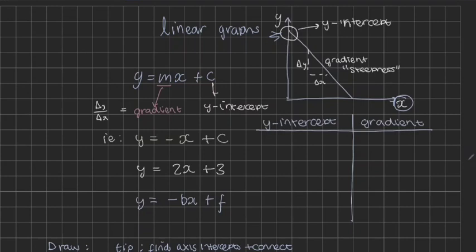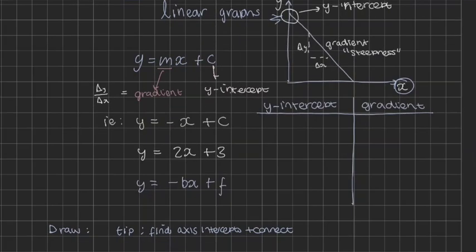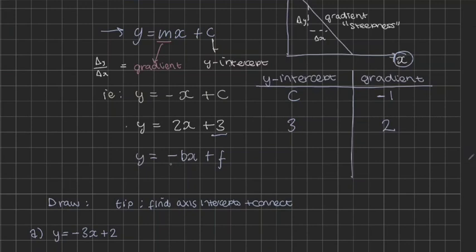So we have an example here, y equals minus x add c. Comparing this to the exemplar equation here, y equals mx plus c, the y-intercept is c, and the gradient is minus 1. Doing the same for this equation just below, the y-intercept is 3, and the gradient is 2. And for this equation here, we've got a bit more algebra in because we have letters instead of numbers. So the gradient is minus b, and the y-intercept is f.